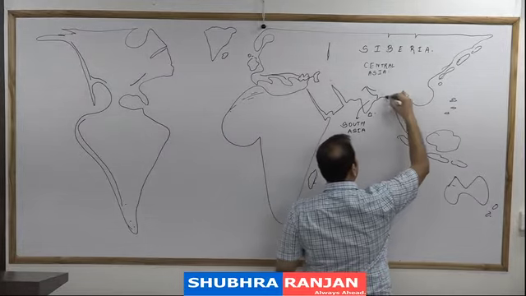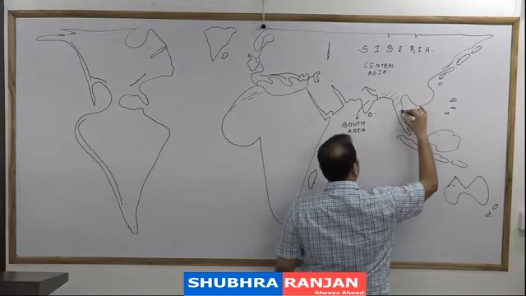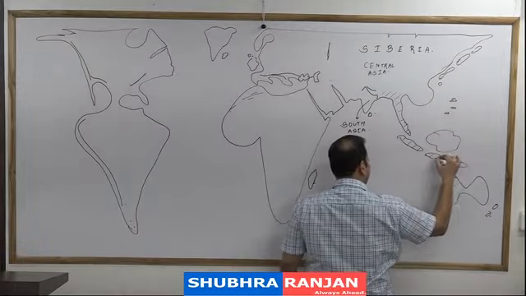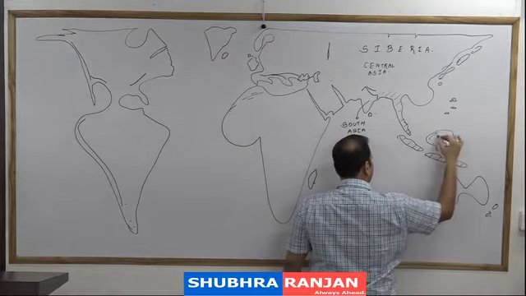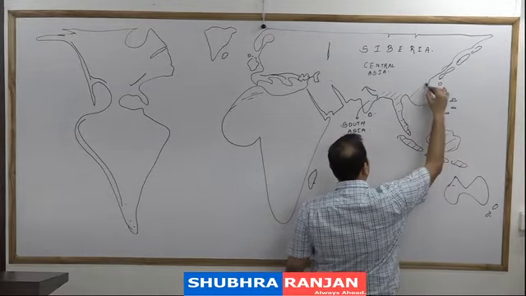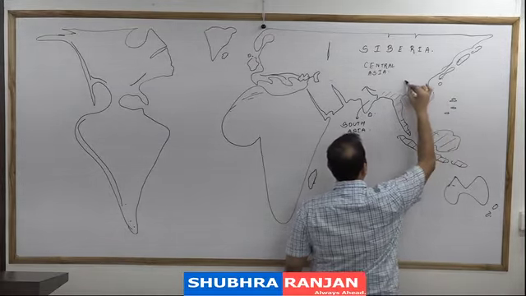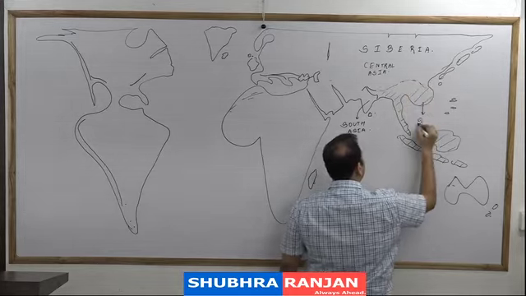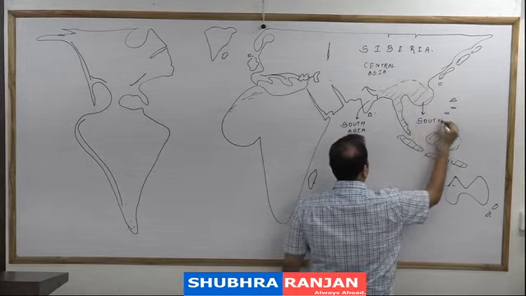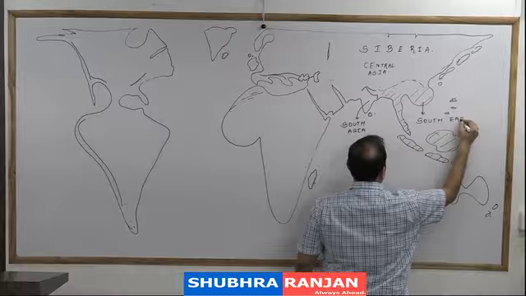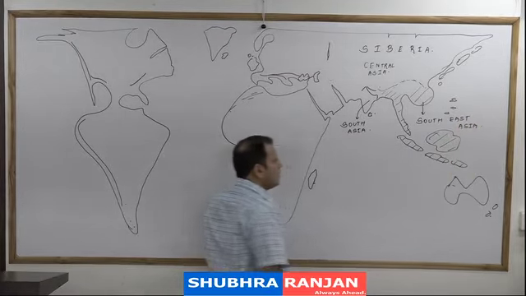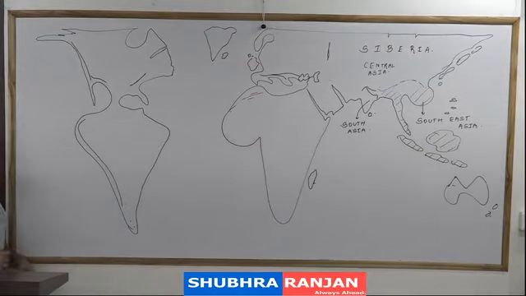दिस इज म्यांमार, थाईलैंड, लाओस, कंबोडिया, वियतनाम. आई एम शेडिंग दिस कंट्रीज. इंडोनेशिया, मलेशिया, ब्रुनई, सिंगापुर. All these countries is what is known as Southeast Asia.